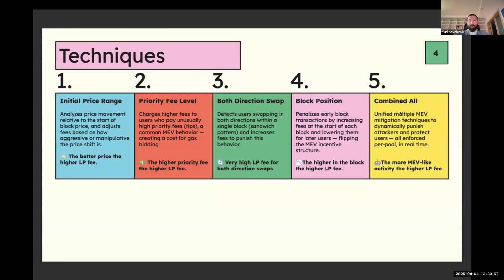And the fifth approach is to combine it all together. The main idea is that you cannot be 100% accurate with any of these techniques at identifying MEV activity, because they can hide their activity, mimic regular users, etc. But when you combine them all together, you will redistribute this fee even better.